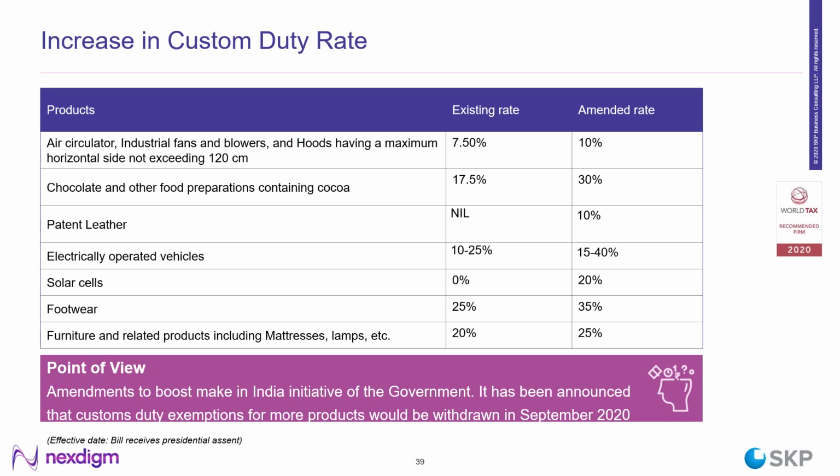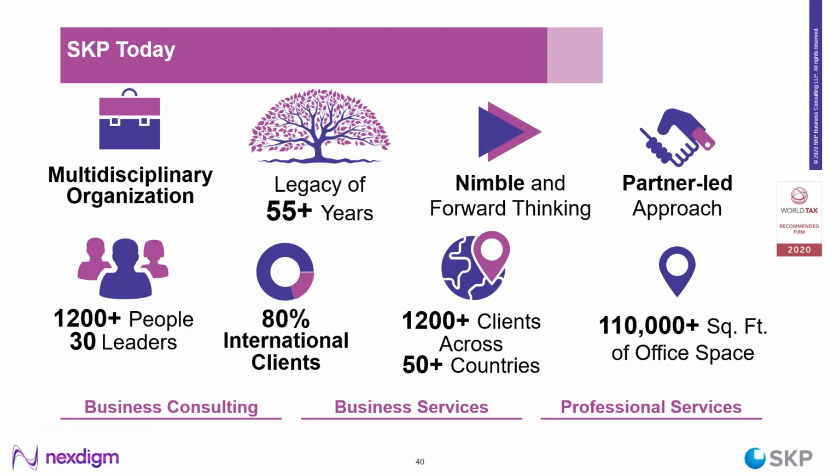The key sectors are food, basically chocolates. Another sector is patent leather, electrically operated vehicles, solar cells, footwear, and furniture. The government has also said that around September 2020, they will again be reviewing this list, and the list of exemptions to be withdrawn will be expanded. With this, we come to the end of the customs changes as well, and I conclude the indirect tax part here.